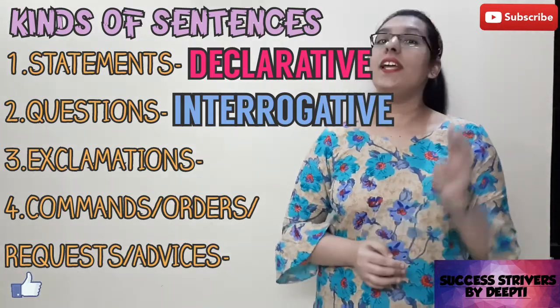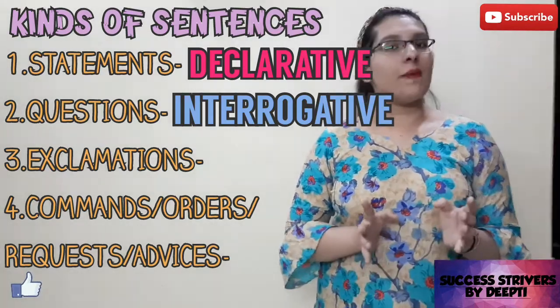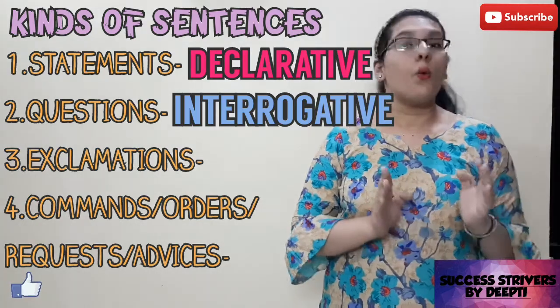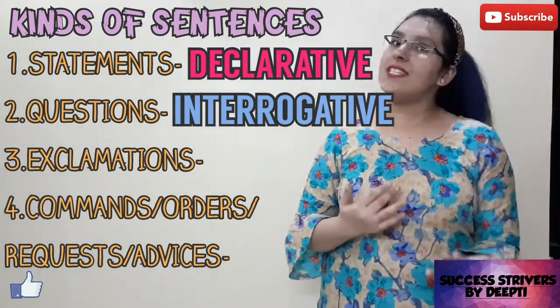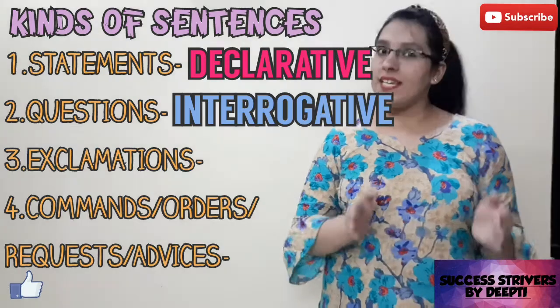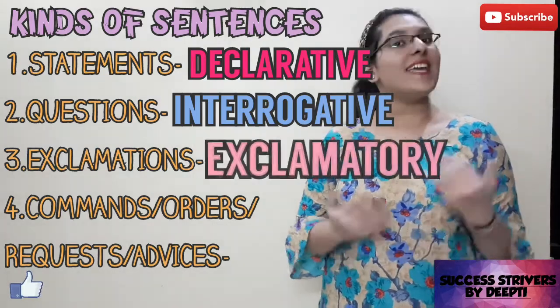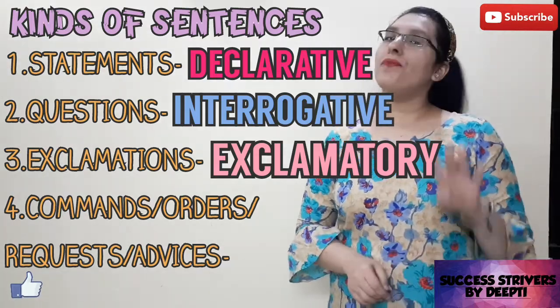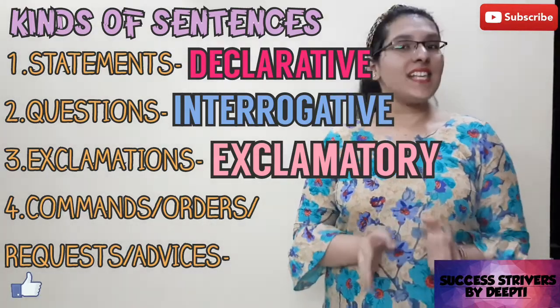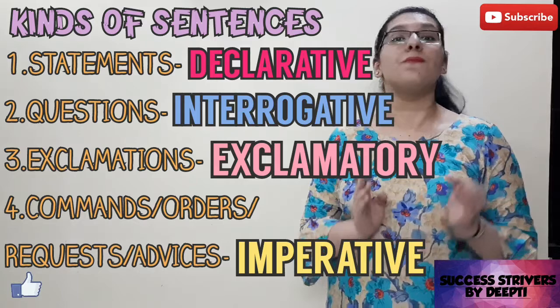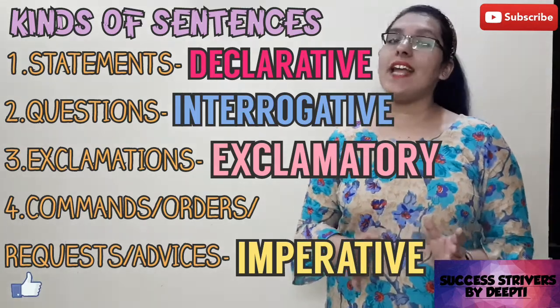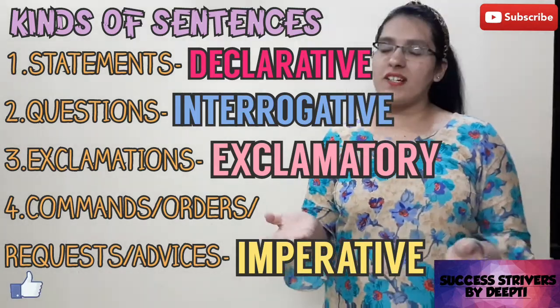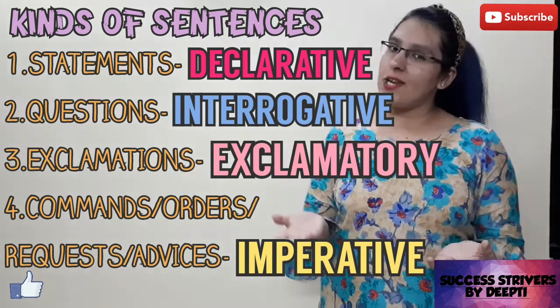Now let us come to the third type. The third type is the exclamations, where we express and justify our emotions. So these type of sentences are called as the exclamatory sentences. Now let us come to the fourth type of sentences. These are the imperative sentences, which include in it various kinds of commands, orders, requests as well as advices.